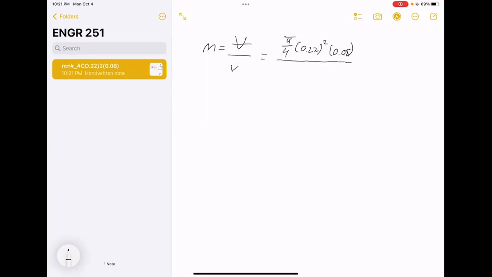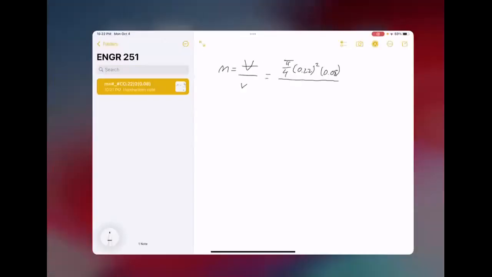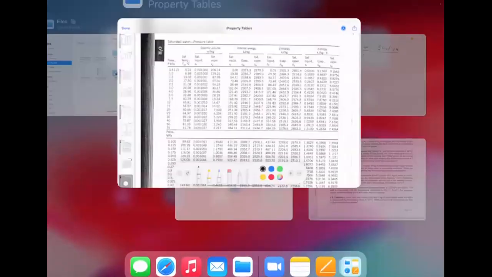Well, we're told that the pan is open to the atmosphere, right? And that means something. That means that we're working with atmospheric pressure. And since we're working with atmospheric pressure, we know that water at atmospheric pressure boils at 100 degrees Celsius. So we know we're working initially with a saturated liquid at 100 degrees Celsius. So let's go and look for that in the property table.